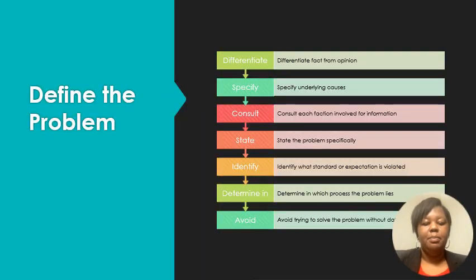When you're defining the problem, there are a few steps that you have to do to be sure that you're doing it correctly. You want to differentiate, specify, consult, state, identify, determine, and avoid. And what does that mean? You want to diagnose the situation so that your focus is on the problem, not just its symptoms. Helpful problem solving techniques include using flowcharts to identify the expected steps of a process and cause and effect diagrams to define the analyzed root causes.